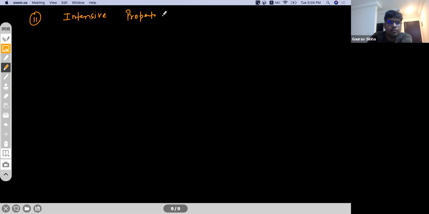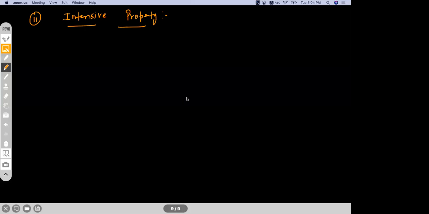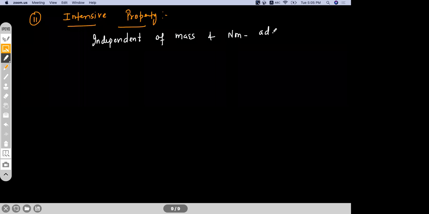Intensive property, we have many examples. Write down, these are the properties which are independent of mass, independent of mass and non-additive in nature. It is non-additive. Okay. Examples.